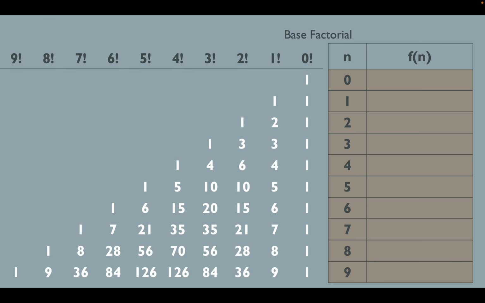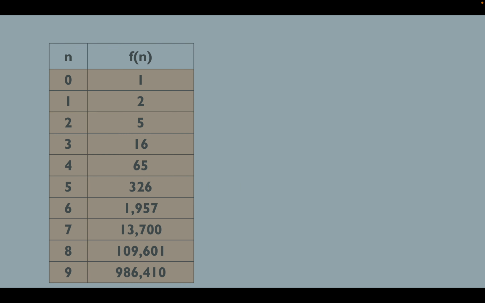Now, what other fancy bases can we use? What about the factorial base? So you've got 0 factorial, 1 factorial, 2 factorial, 3 factorial, 4 factorial, and so on. And if you take the sums of each row, you get this sequence: 1, 2, 5, 16, 65, and so on.